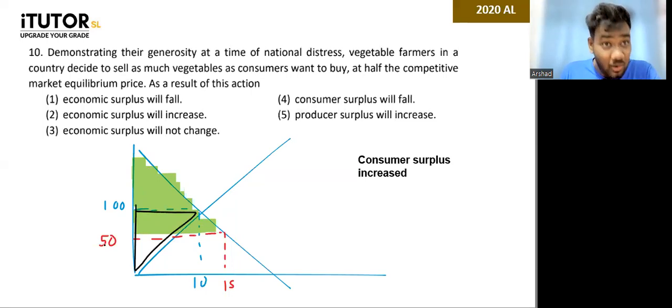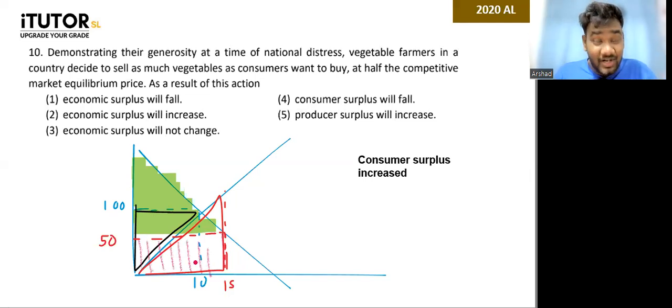Now the producer surplus, you can't really show this in a diagram, because he is supplying 15 units, which means the producer is expecting this, right? What is producer surplus? The difference between what he expects and what he actually gets. So he's expecting this, he actually gets this, right? 15 into 50. So here producer surplus is negative. If you look at it, producer surplus is negative, because producer surplus is a benefit, no guys.